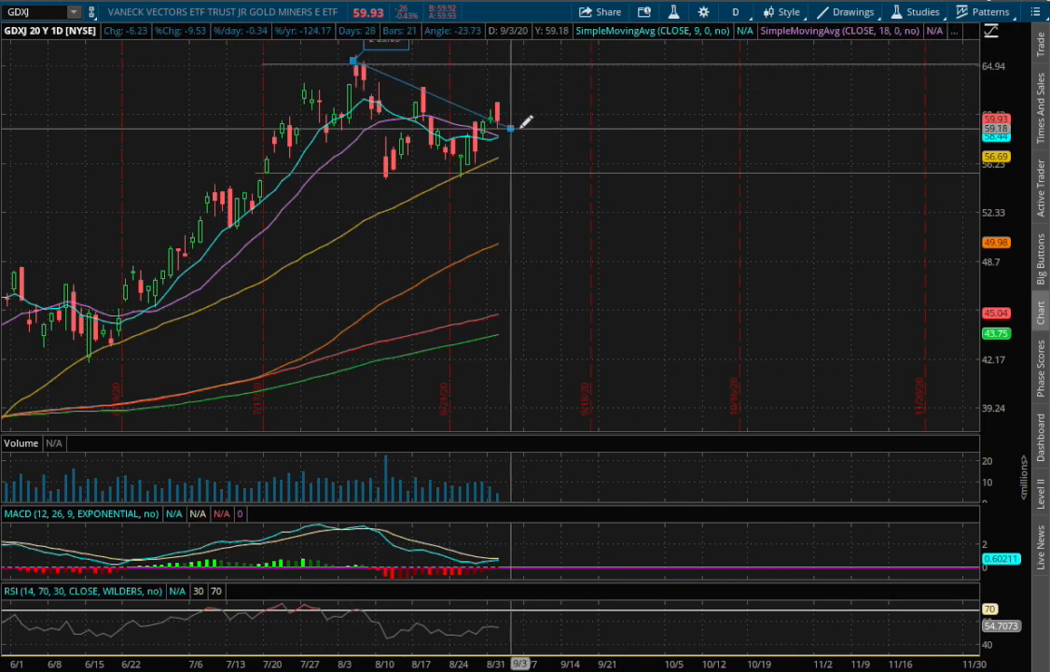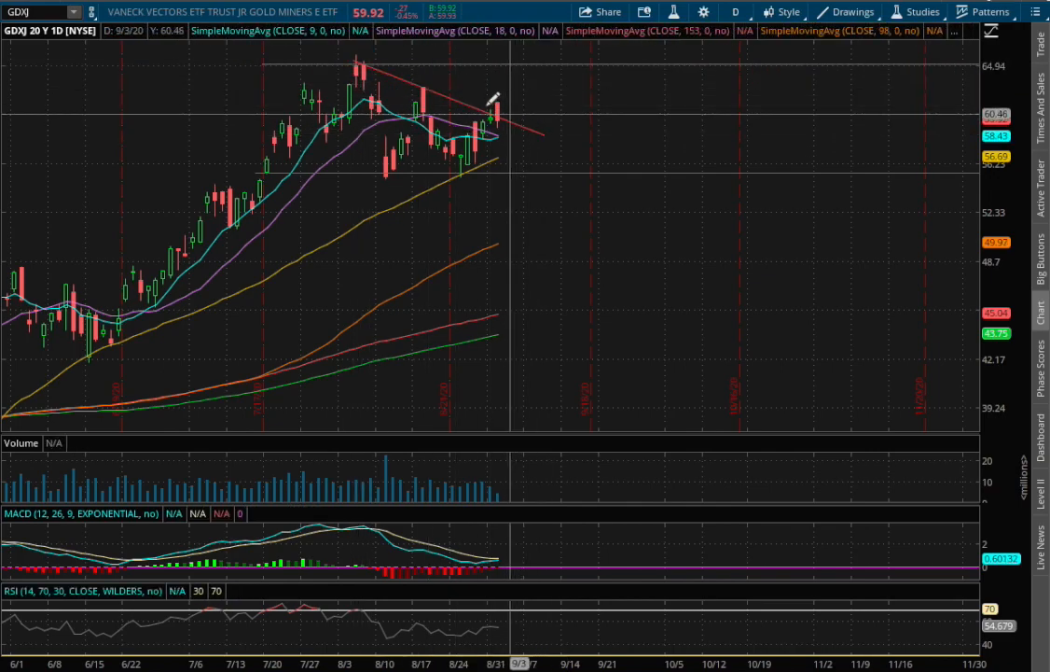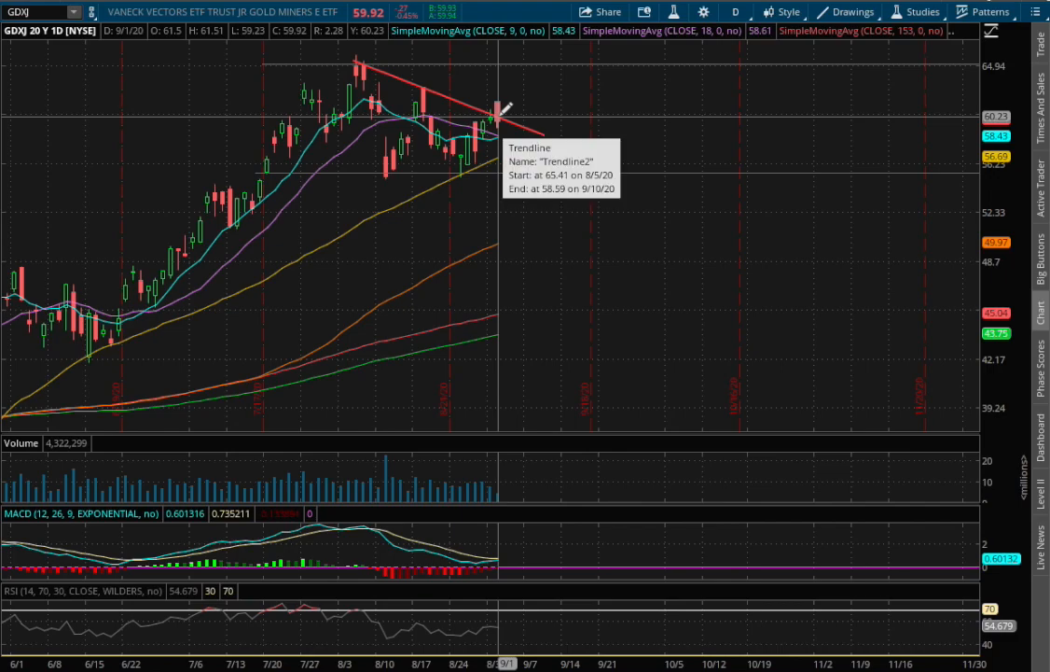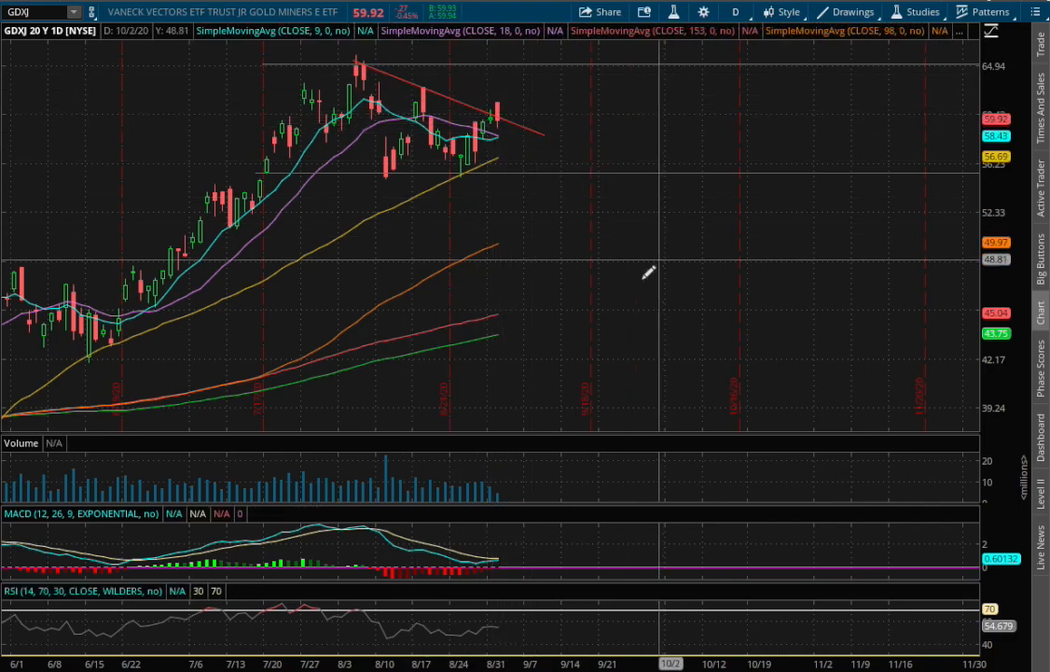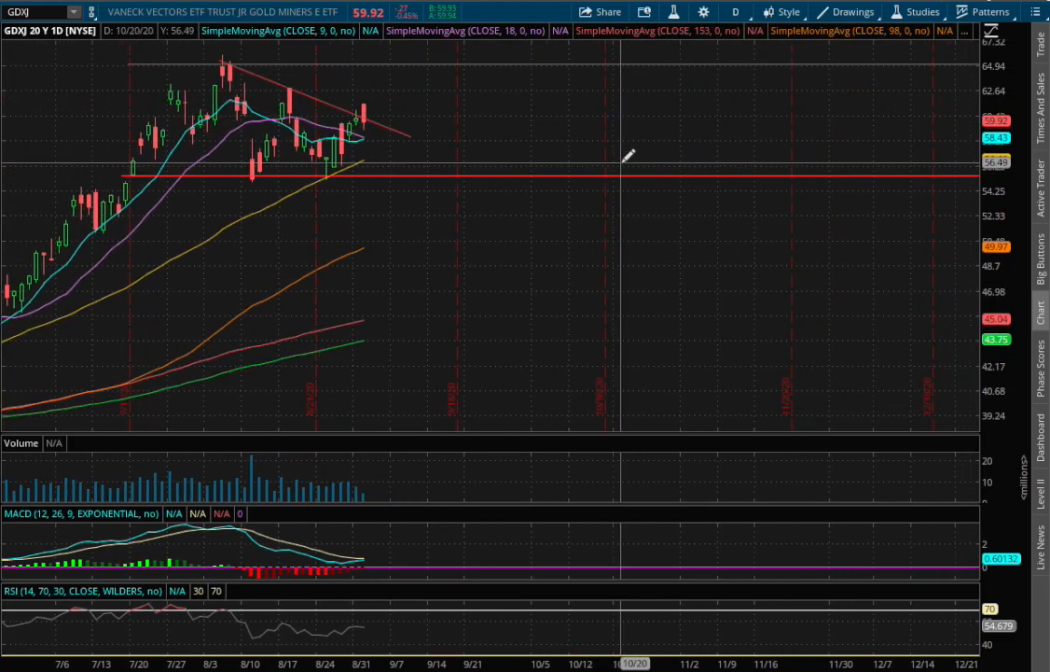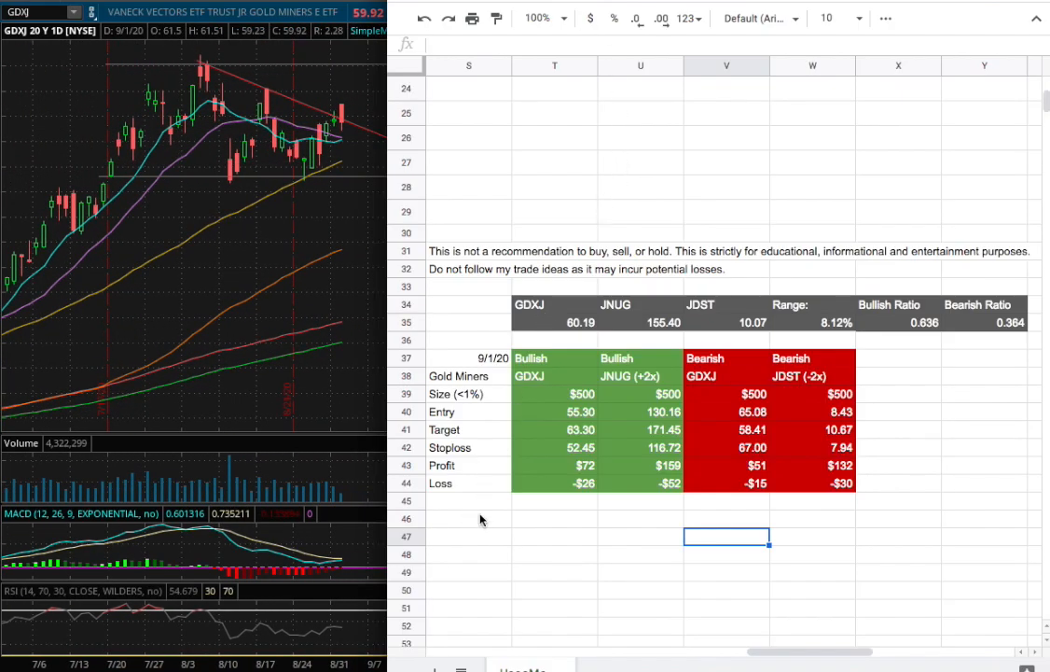There is a slight downtrend, so as long as we do close above this trend line, this downward slope, the uptrend is still intact. So for the trade idea of the week, my position size for my long will be less than 1% of my portfolio, and my entry will be $55.30.